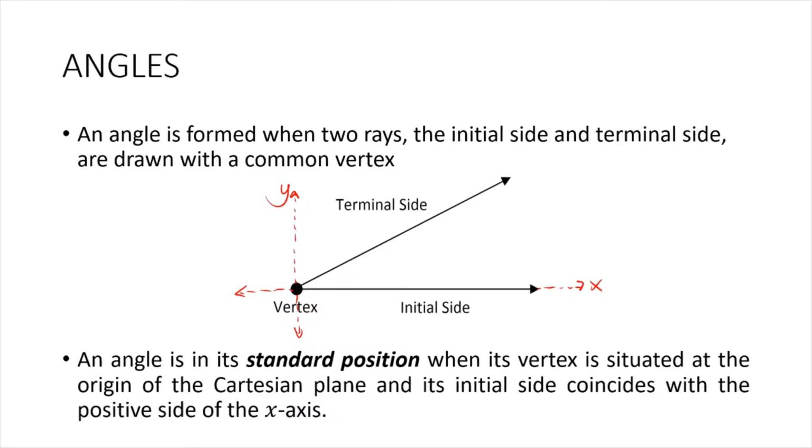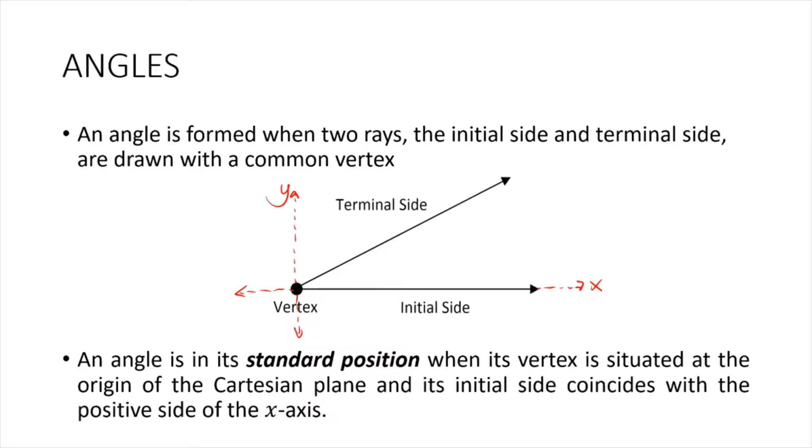Again, an angle is in its standard position when its vertex is situated at the origin, like this one, and its initial side coincides with the positive x-axis. So the angle formed here is in its standard position.